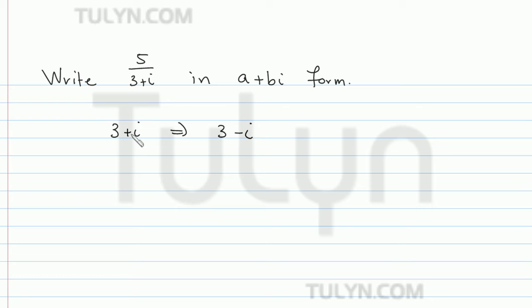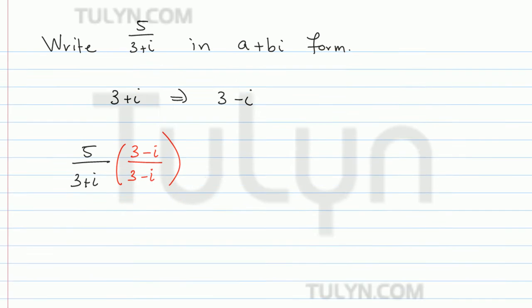Because what the conjugate does is it switches this sign between the real part and the imaginary part of a complex number. So what we want to do is multiply 5 over 3 plus i by 3 minus i over 3 minus i. And remember, the reason why we multiply the top and bottom by the same thing is because essentially we want to multiply by 1, which means that we're not changing the equation. So if we multiply the top and bottom by the same thing, essentially that's 1.